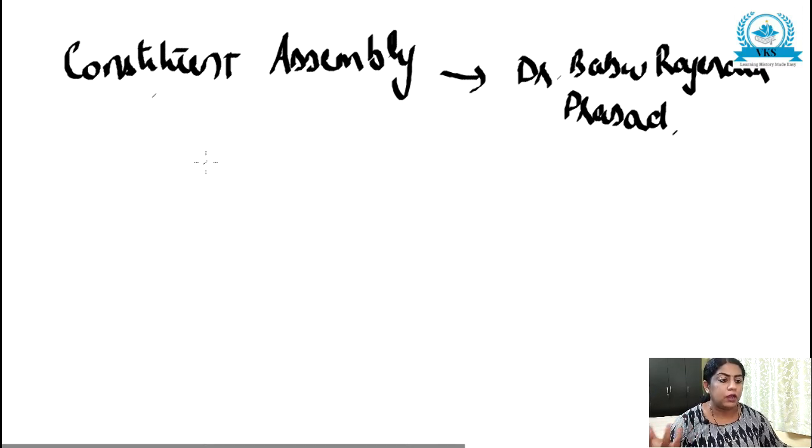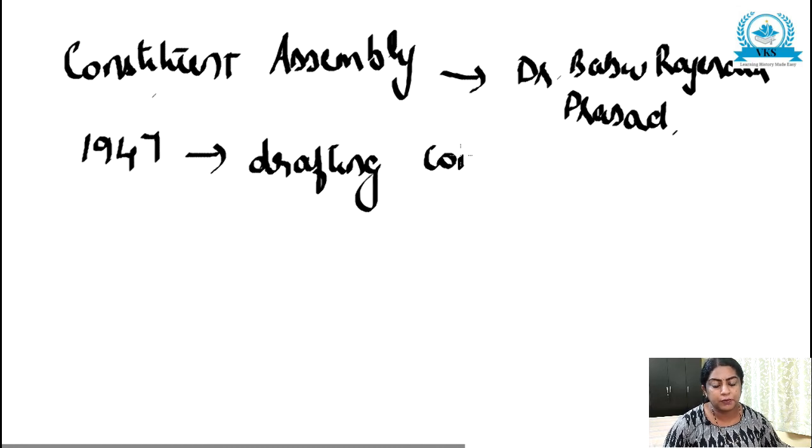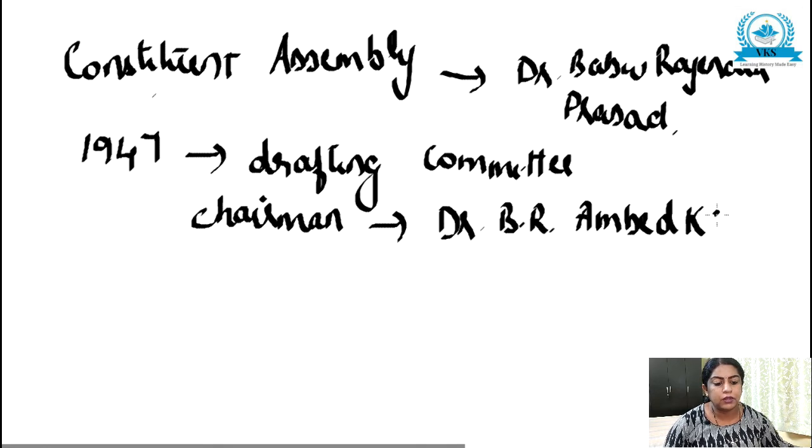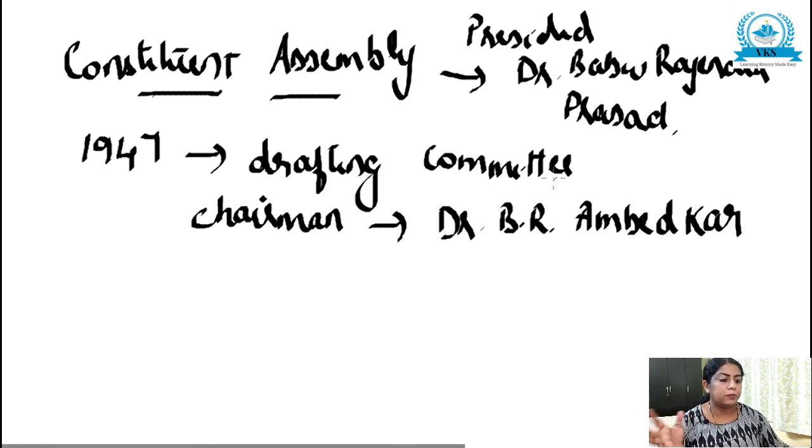The Constituent Assembly had to make a constitution. So for that, in 1947, the drafting committee for framing the constitution was set up by the Constituent Assembly, and the chairman of the drafting committee was Dr. B.R. Ambedkar. So under the Cabinet Mission's recommendation, first the Constituent Assembly was set up, and this Constituent Assembly was presided over by Dr. Babu Rajendra Prasad.